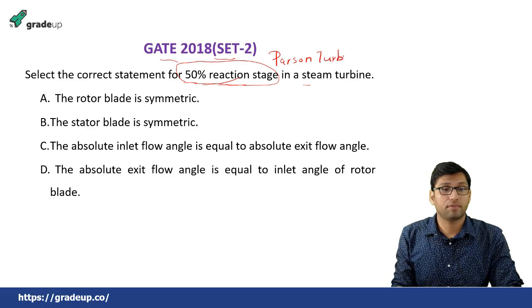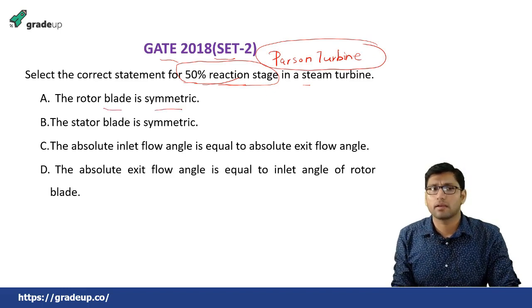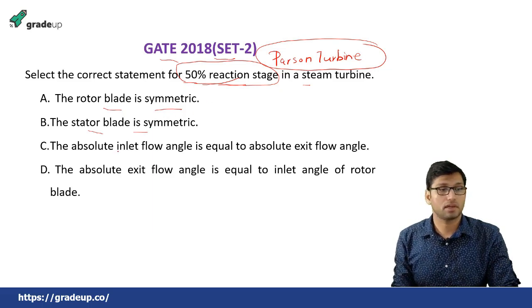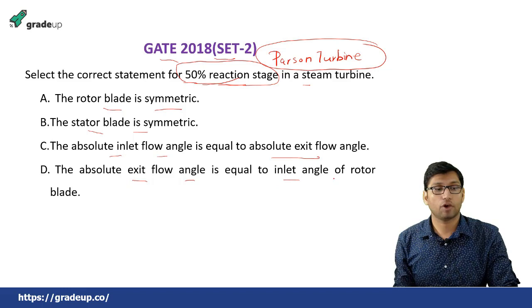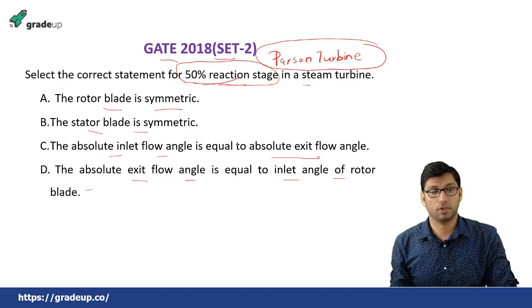As I have told you, a 50% reaction turbine is called a Parson turbine. Now the question is, is the rotor blade symmetric, or is the stator blade symmetric? Okay, you have to find the correct option. Is the absolute inlet flow angle equal to the absolute exit flow angle, or is the absolute exit flow angle equal to the inlet angle of the rotor blade? Okay, so which answer is correct to you?